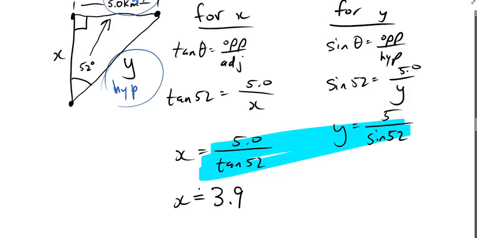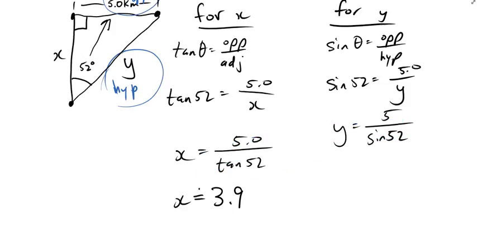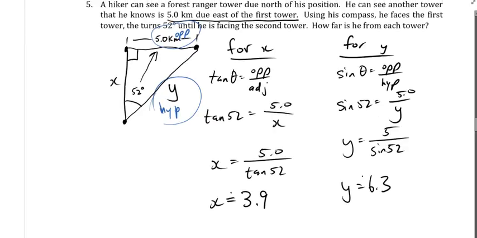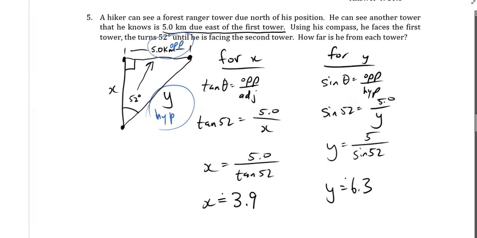These two look similar. Just one has sine and one has tan, and that will make a difference in the answer. That's what sine, cosine, and tangent do, okay? So even though everything else looks the same, there'll be definitely different answers. 5 divided by sine of 52 gives me 6.3. So the hiker is 3.9 kilometers from the first tower and 6.3 kilometers from the other tower.